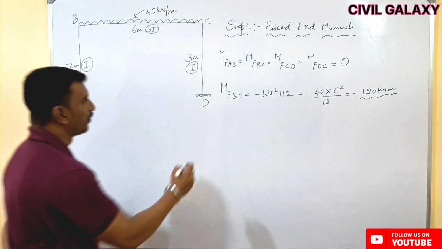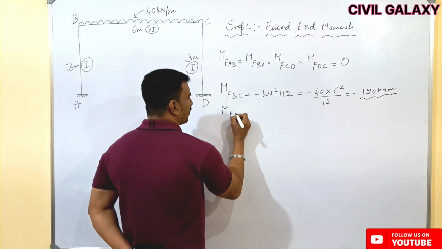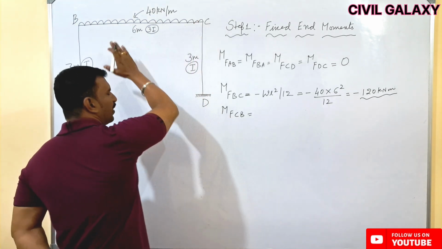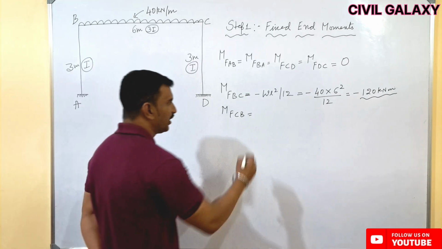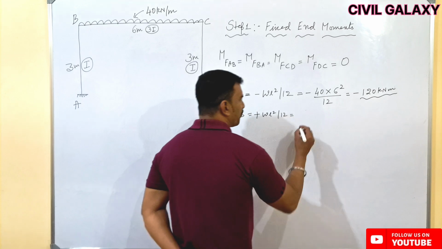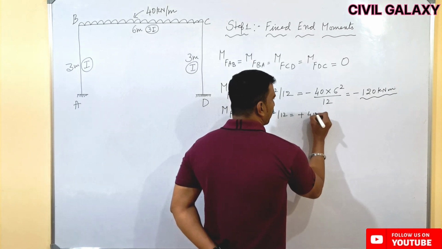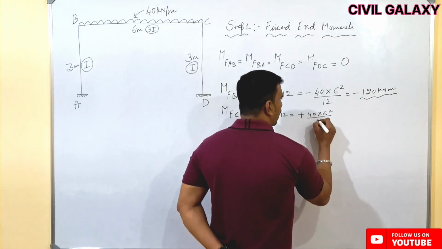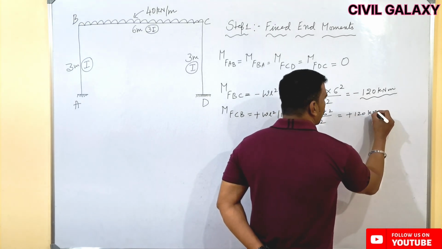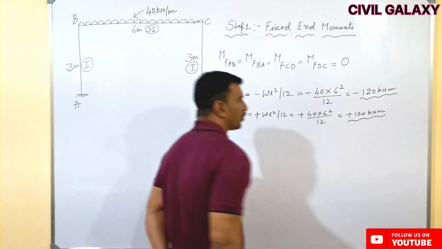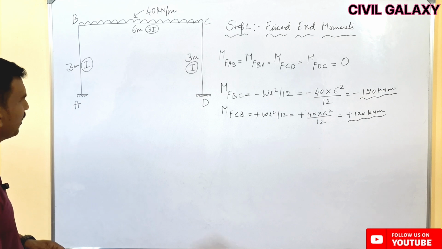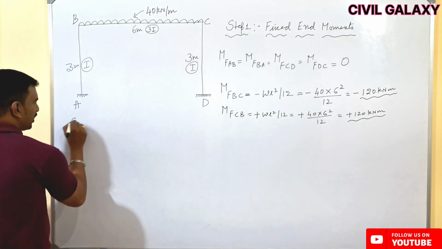Similarly, for the fixed end moment for span C to B, the formula remains the same, only we are coming from right to left, so the sign changes. It is WL square upon 12, which will be equal to plus 40 into 6 square upon 12, which is equal to plus 120 kilonewton meters.